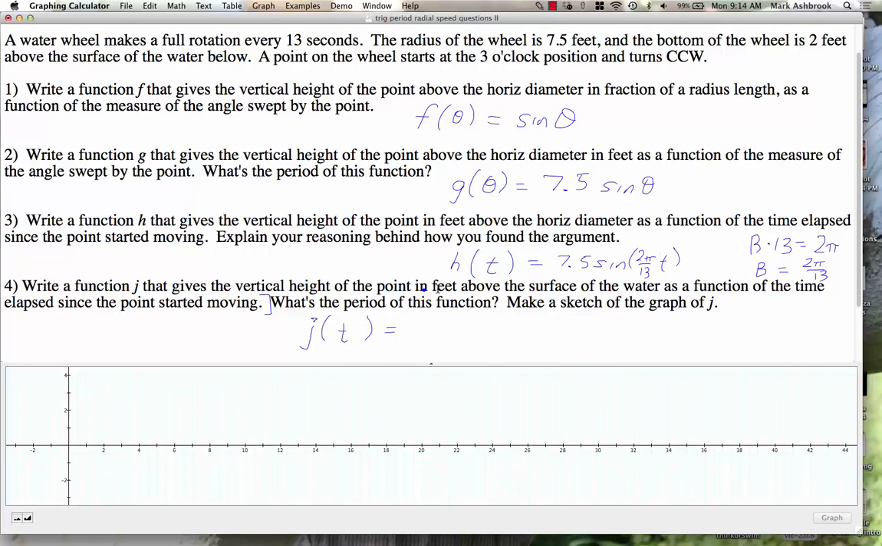Okay, so now, the only difference is we want j to be height from the water, whereas before we were looking at height from the horizontal diameter. So how do we do that? So really then, we still want feet, so it's going to be 7.5. We still want vertical height, sine. Is our period or argument any different? That's all the same.